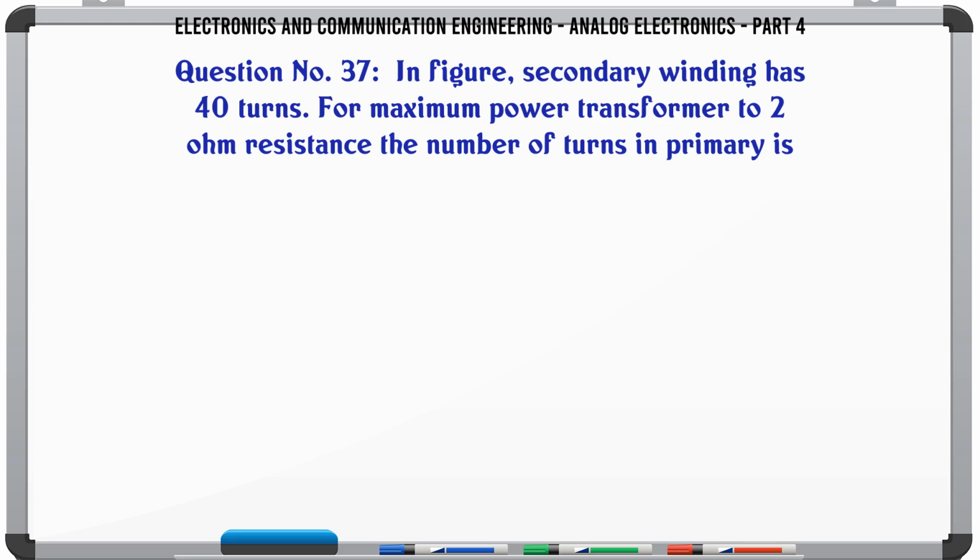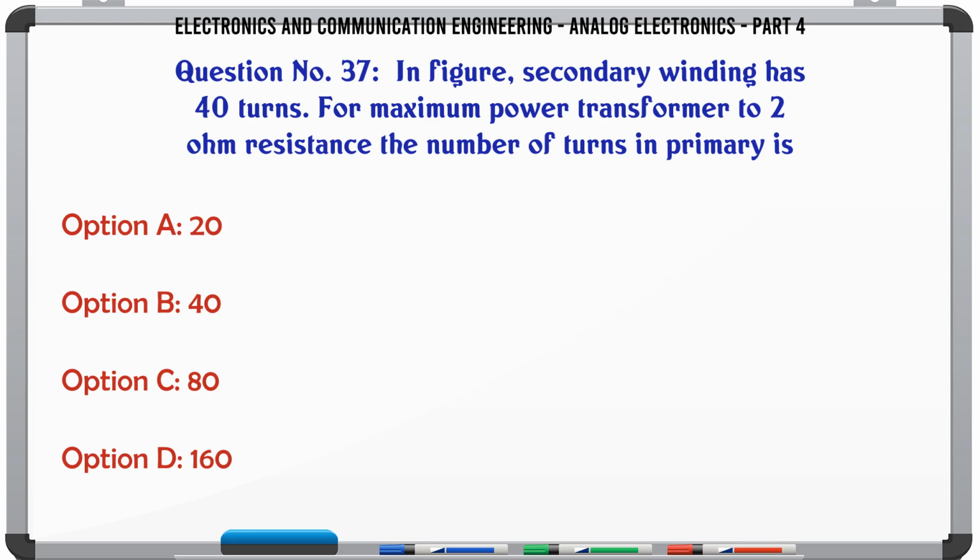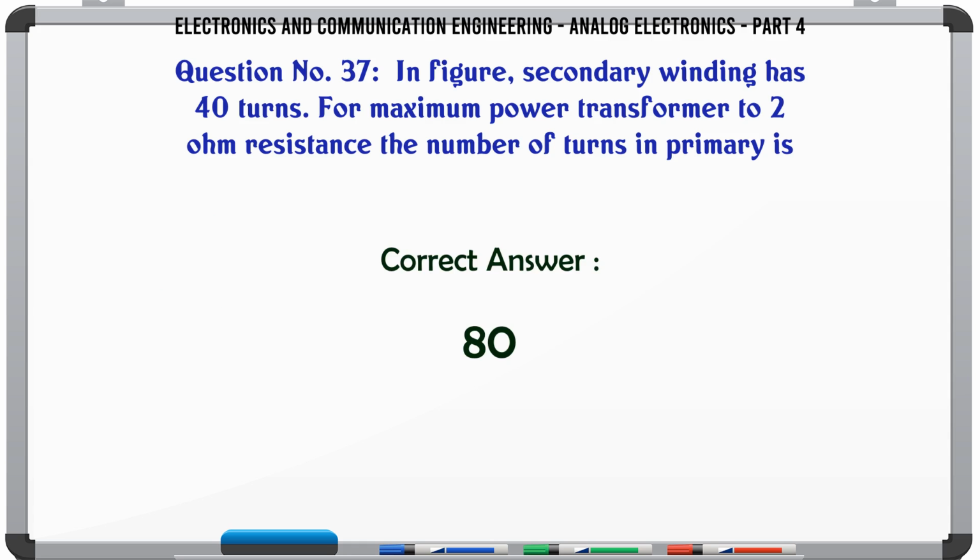In the figure, secondary winding has 40 turns. For maximum power transfer to 2 ohm resistance, the number of turns in primary is A) 20, B) 40, C) 80, D) 160. The correct answer is 80.